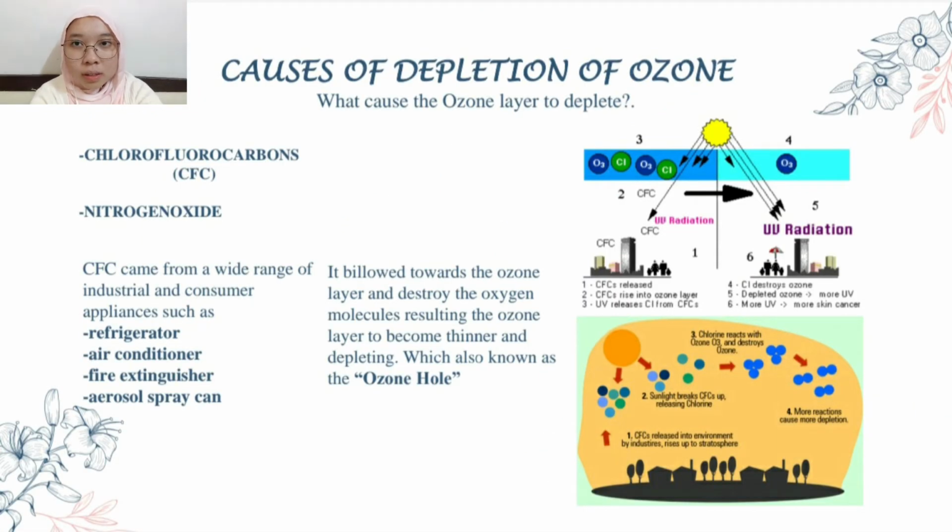Next, the causes of depletion of ozone. What caused the ozone layer to deplete? The first one is chlorofluorocarbons, CFC, and nitrogen oxide. CFC comes from a wide range of industrial and consumer appliances such as refrigerators, air conditioners, fire extinguishers, and aerosol spray cans. It billowed towards the ozone layer and destroyed the oxygen molecules, resulting in the ozone layer becoming thinner and depleting, which is also known as the ozone hole.